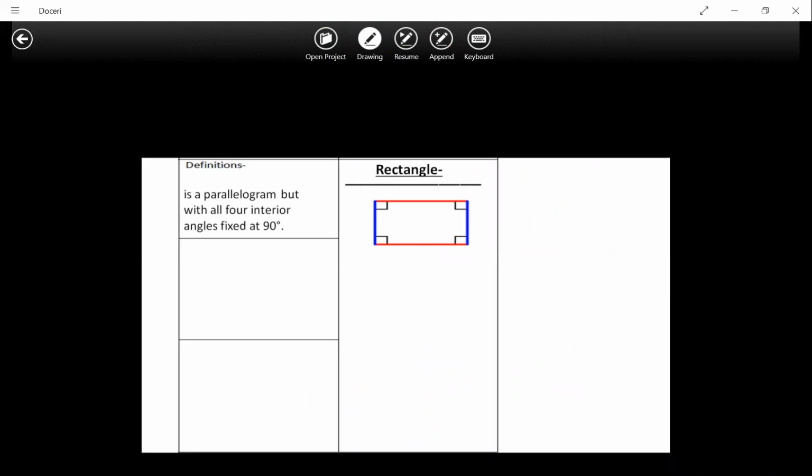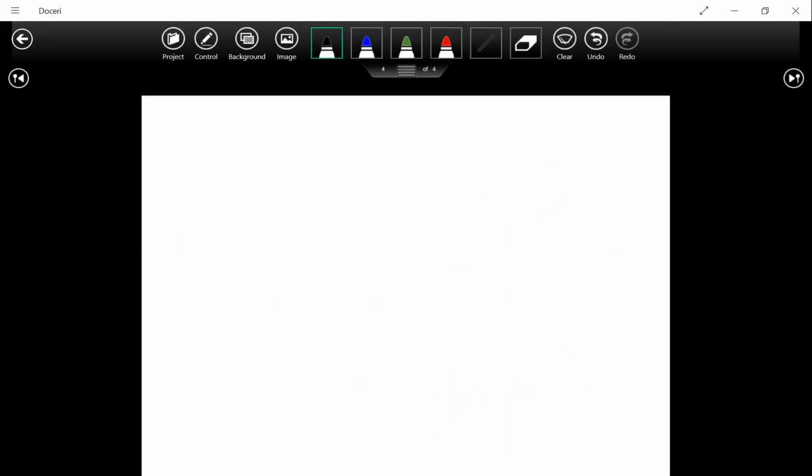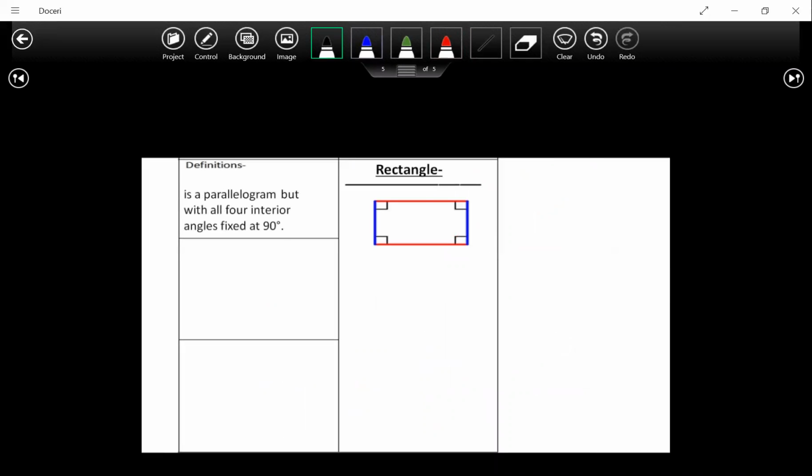The next property we're going to look at, the next type, is a rectangle. By definition, for a rectangle to be a rectangle, it's a parallelogram with all angles being 90 degrees. All interior angles fixed at 90. Not necessarily we could say congruence, or I guess you can say congruence. All angles are congruent to form 90.